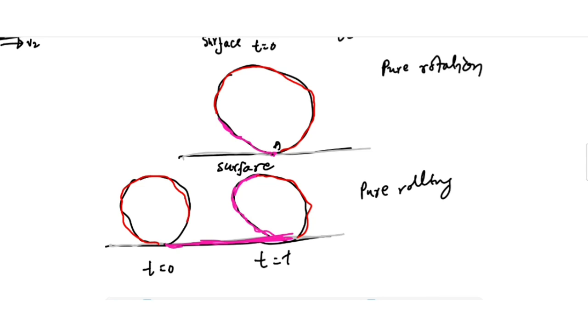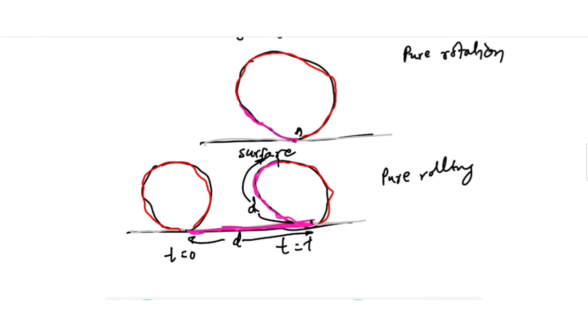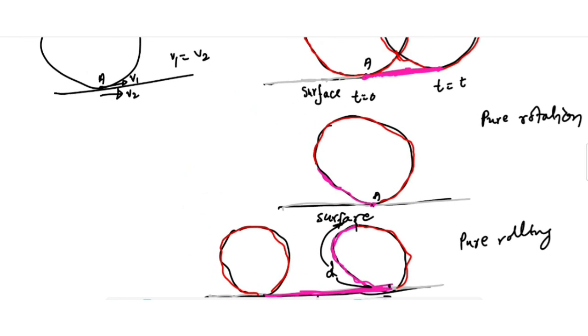Right, here the full object was red in color. So the point is that the perimeter of pink color must be equal in both cases. If this distance is d, then this distance must also be d. So both distances must be the same. This is the actual meaning of pure rolling. That is, the two lengths must be the same. This is measured along the surface, which is not necessarily a straight line. So these two distances must be the same. You can feel it like that.